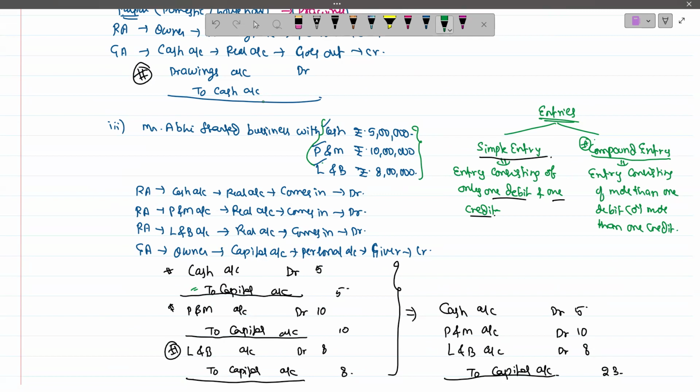So entries are classified into two types. One is a simple entry, another one is a compound entry. A simple entry is nothing but if the entry consists of only one debit and only one credit. The entry consisting of more than one debit or more than one credit is called what? Compound entry. So this is about the transactions relating to the owner.